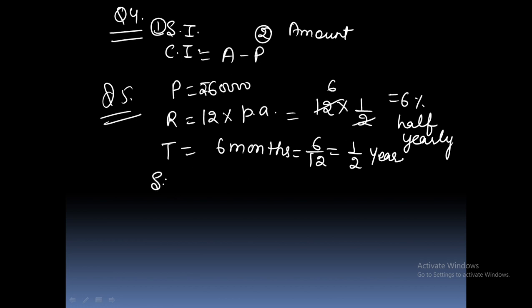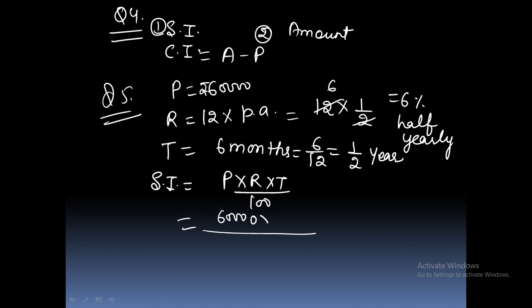So here you will first calculate simple interest. P into R into T over 100, because we cannot calculate compound interest with a fraction number of years. So we will use the simple interest formula for calculating interest. P is given 60,000 and rate of interest is 6%. Time is given.